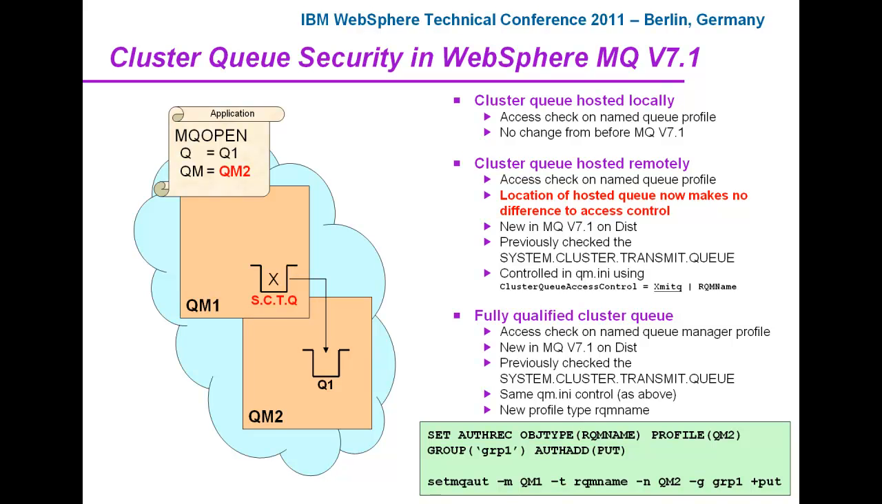You now don't have to give people access to the system cluster transmit queue. So those of you who have struggled in the past, and have a layer of alias queues to get around this, they can now go. Slim things down a bit.